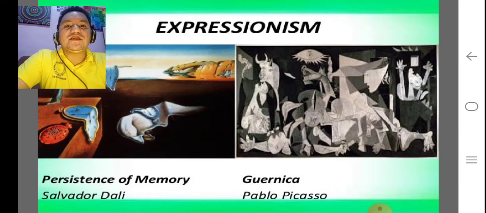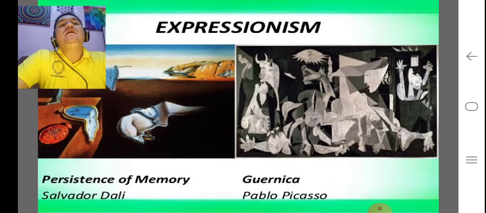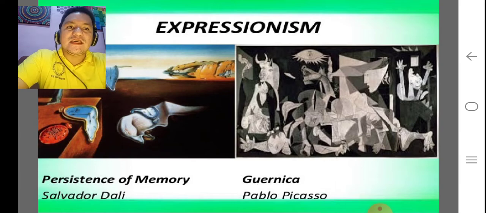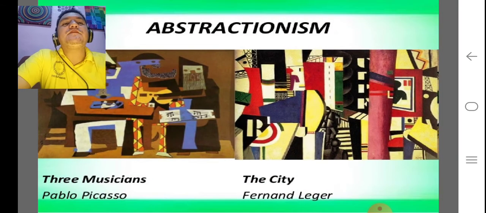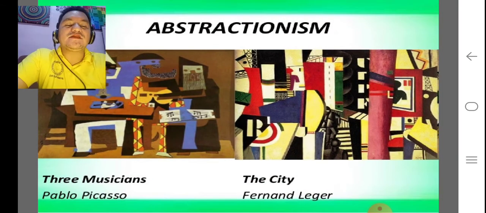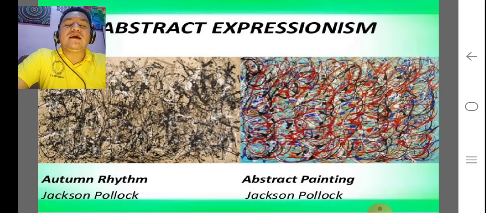Okay, for Expressionism, we have here Persistence of Memory by Salvador Dali and Guernica by Pablo Picasso. Later on, I will show you the characteristics of these examples and, of course, the different things we need to learn about these paintings. We also have here Abstractionism and what underlies it. Okay, what anchors Abstract Expressionism.